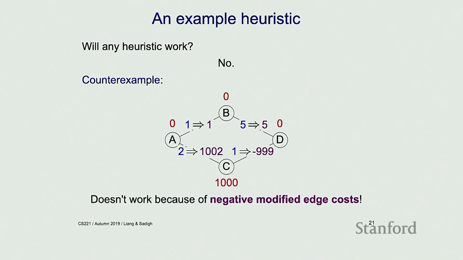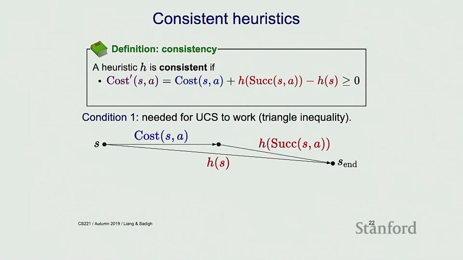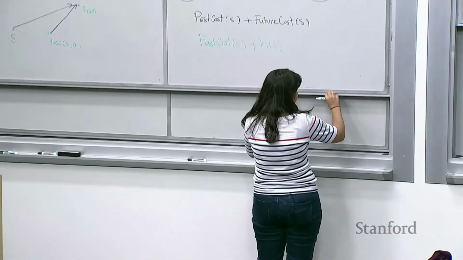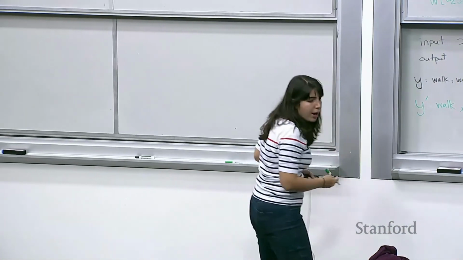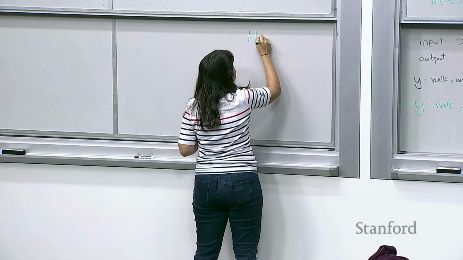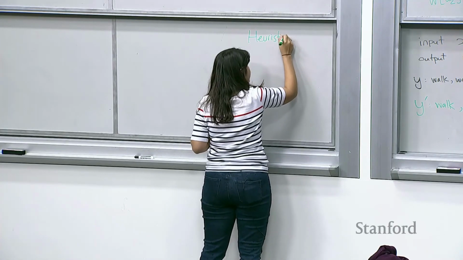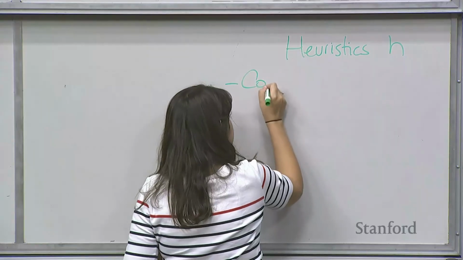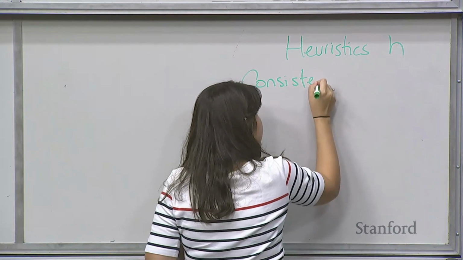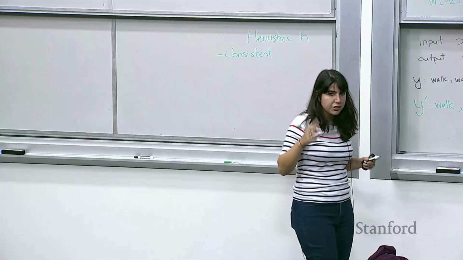So the heuristics need to have specific properties, and we should think about what those properties are. One property that we would want heuristics to have is this idea of consistency. This is actually the most important property, really. We talked about heuristics, and I'm going to talk about properties of them here. Heuristics H should be consistent. A consistent heuristic has two conditions.